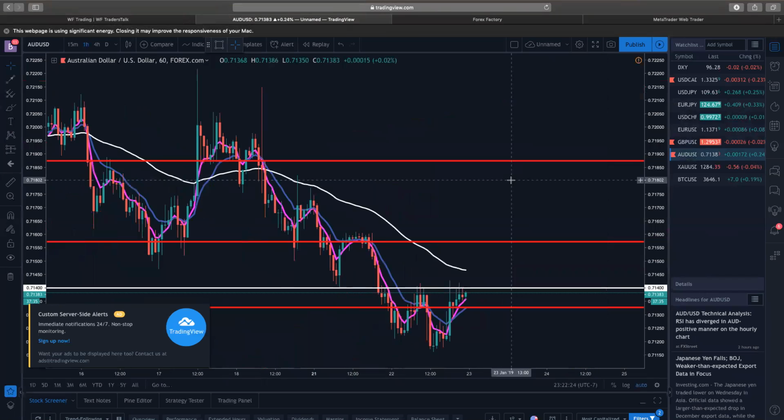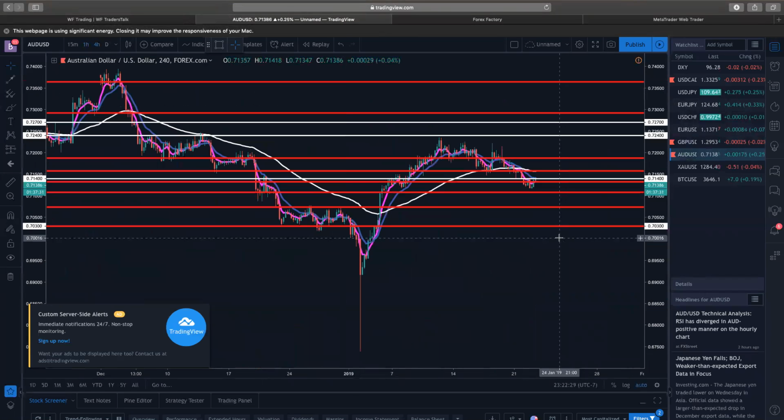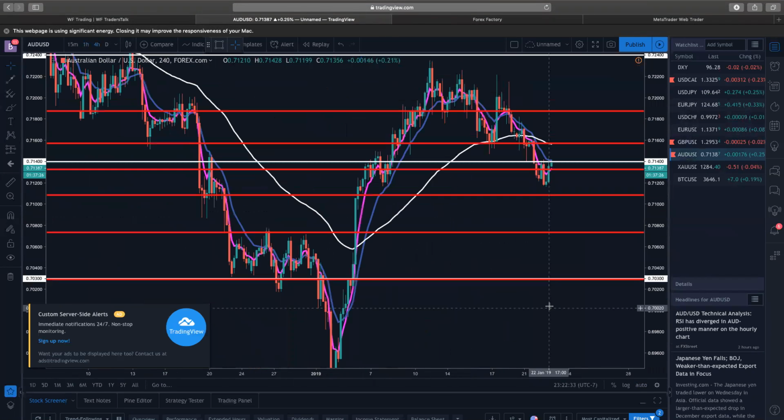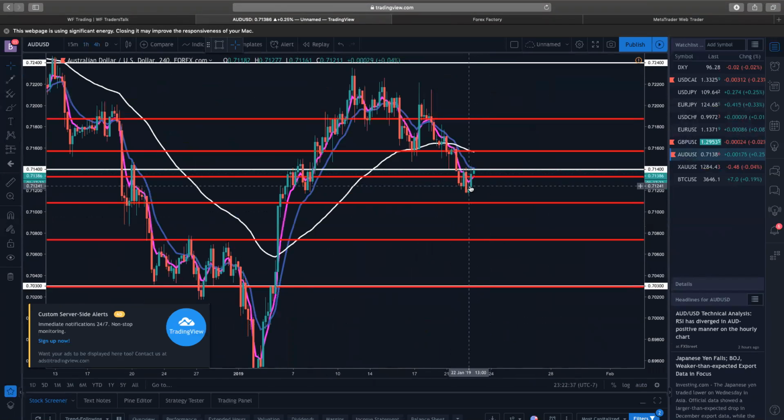Now hopping over to AUDUSD. Usually since AUDUSD moves the opposite of EURUSD and GBPUSD, I would like to see the buy setup in this situation.